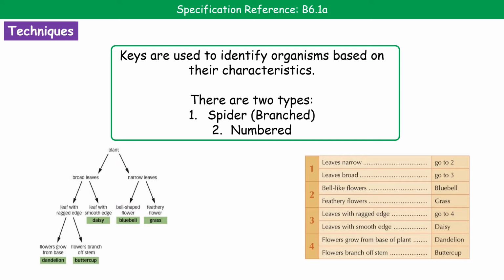It's all good and fine collecting all these things. We need to be able to identify them. And to do that, we use a thing called a key. Two types, spider keys or branch keys, and numbered keys. So this is our spider key.